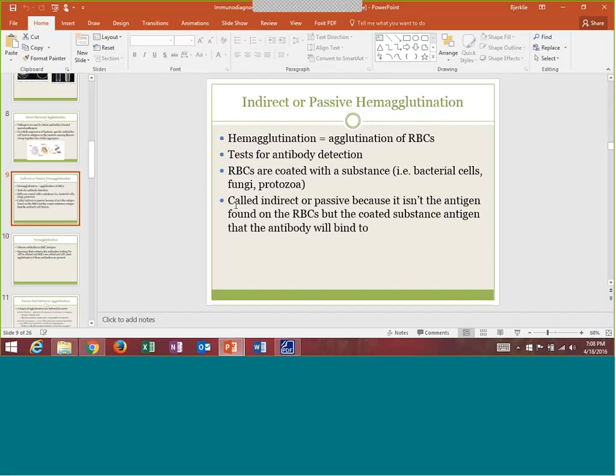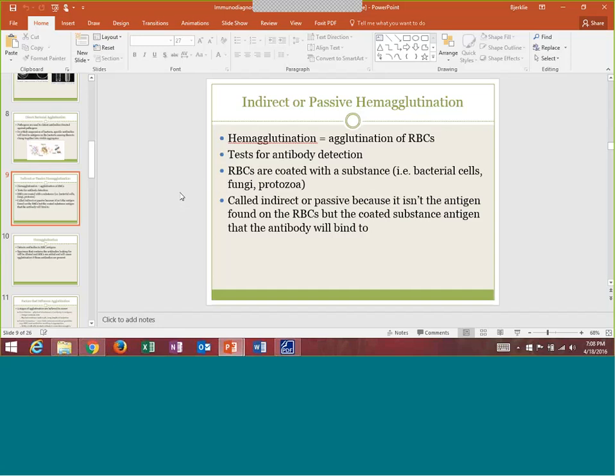So like it says on this bottom bullet, it's called indirect or passive because it isn't the antigen found on the red cells, but the coated antigen that the antibody will bind to. So they already purposely coated their antibodies. And so if they do clump up, that's just something the lab did. So it's a negative reaction. If there's no clumping, that tells them, yes, there was a positive.